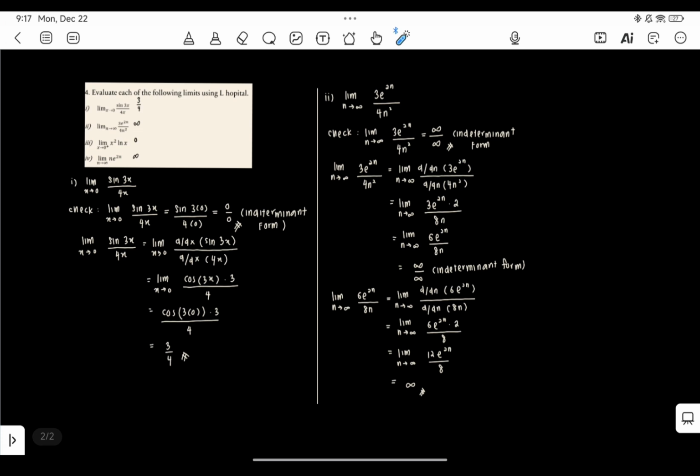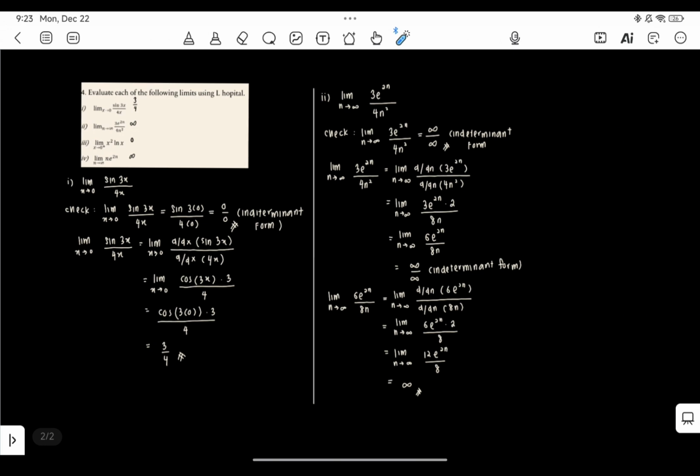Then we get 0 over 0, which is an indeterminate form. So now we are able to use the L'Hopital rule. To use the L'Hopital rule, we have to differentiate the numerator and denominator. Differentiating sine 3x, we get 3 cos 3x, while differentiating 4x, we get 4. Then we substitute the 0 into the limit. We get cos of 3 multiplied by 0, which is 1. So the final answer will be 3 over 4.